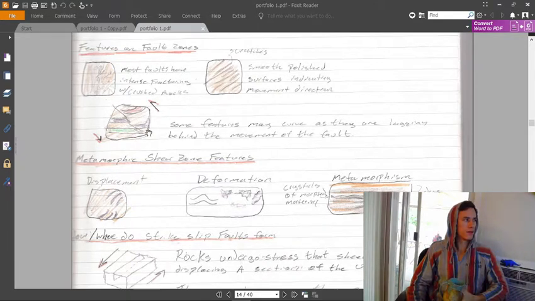I think I may have colored these wrong. This is supposed to be moving up, and that one's supposed to be moving down.